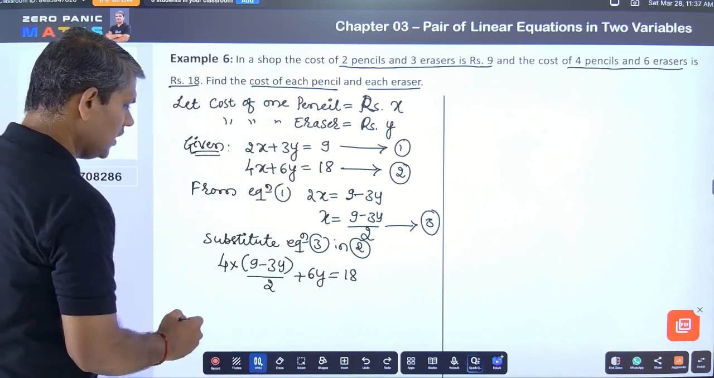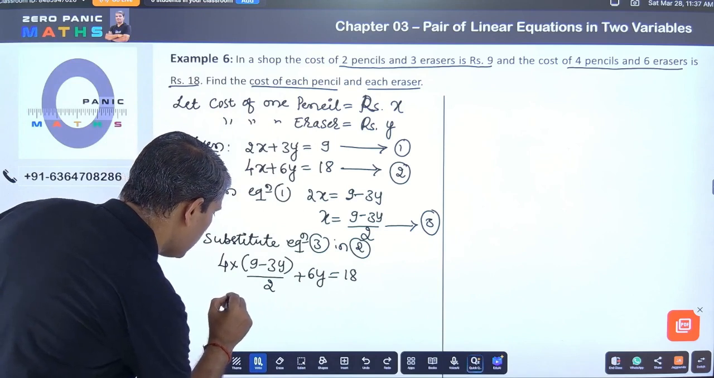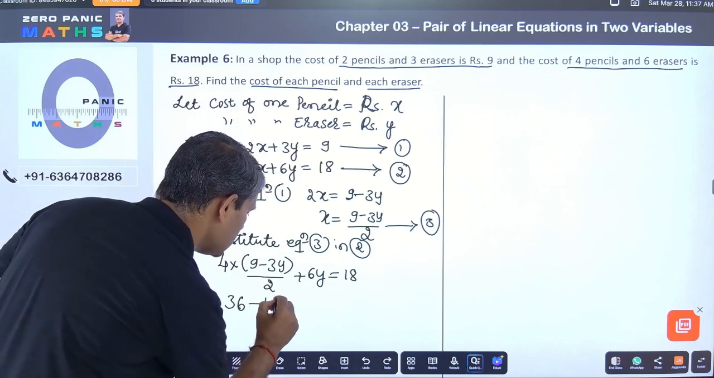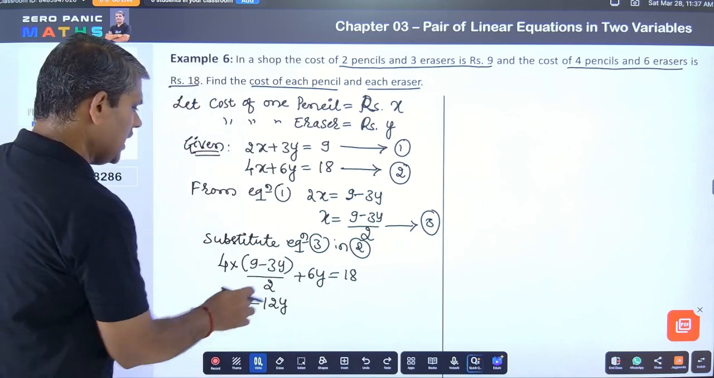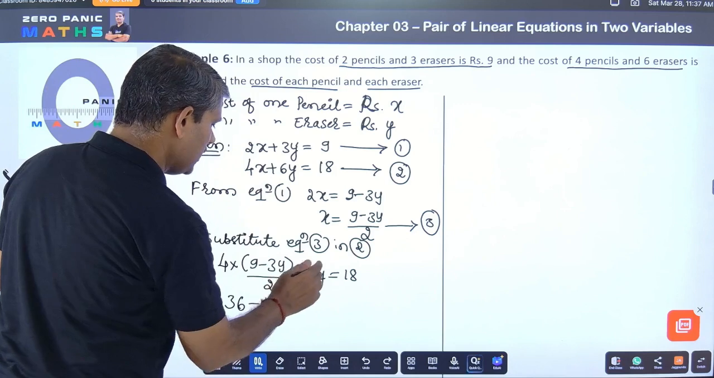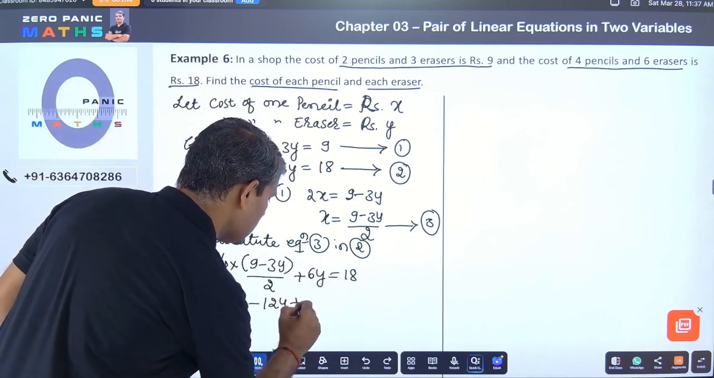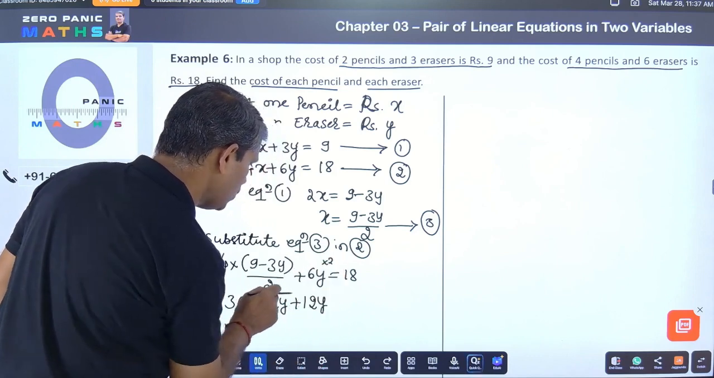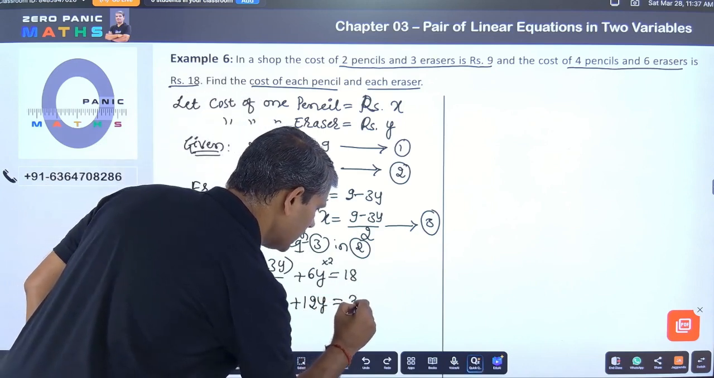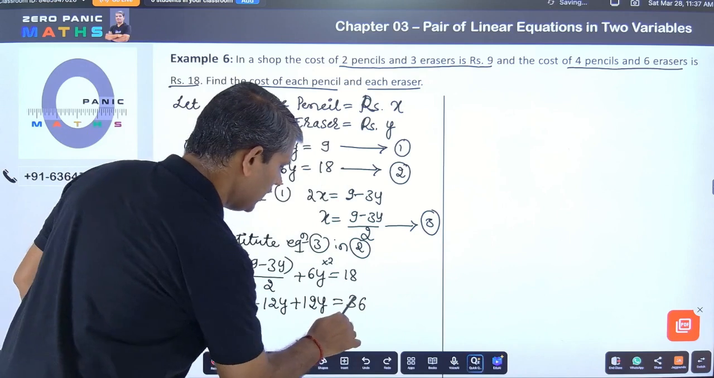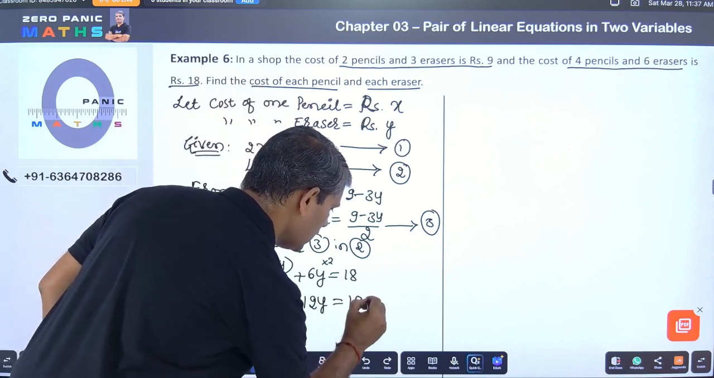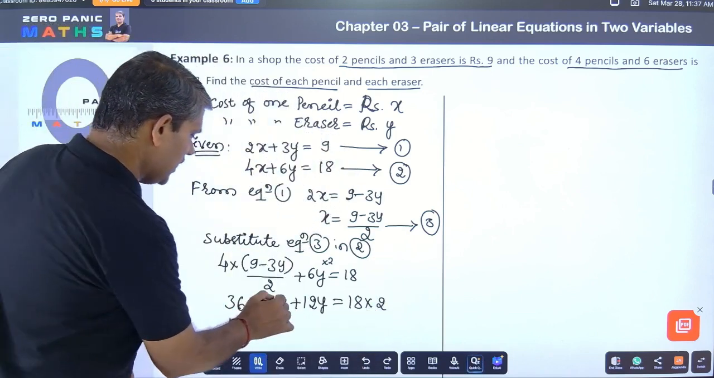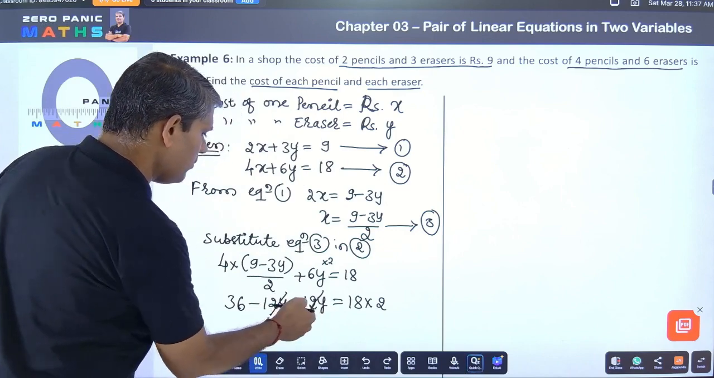Right? Okay, let us resolve this. 4 9s are 36 minus 4 3s are 12y. Okay, I will take the LCM here, so it will be cross multiplied, plus 12y. I'm going to get 2 2s are here. Okay, and 2 I will take to the right side, so that is 18. Okay, let me write that first, so that there will not be any confusion. So that will give me minus 12y plus 12y cancels.